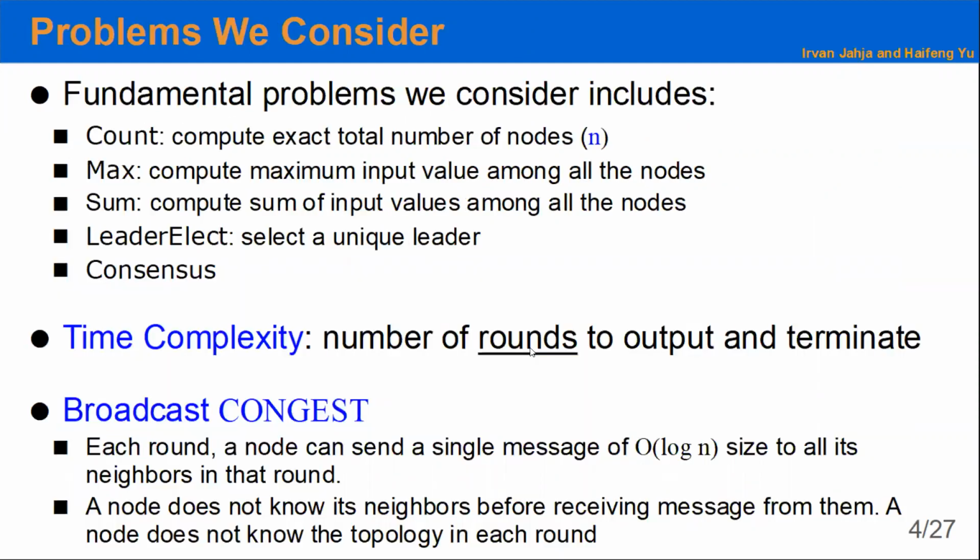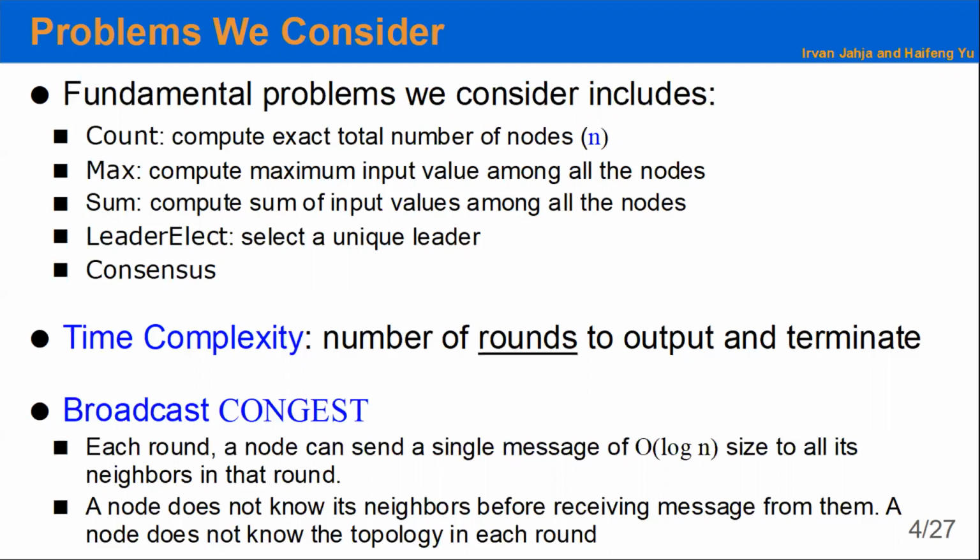Within the context of T-interval dynamic networks, we are interested in the following fundamental problems in distributed computing. First, the count problem aims to compute the exact total number of nodes in the dynamic network. Next, the max problem aims to determine the maximum input value among all the nodes, assuming each node holds some input value. Similarly, the sum problem aims to compute the sum of all the input values held by all the nodes. Finally, the leader election problem aims to select a unique leader, while the consensus problem aims to achieve consensus among all the nodes. We define time complexity to be the number of rounds needed for the algorithm to output and terminate under the worst case input and worst case dynamic network.